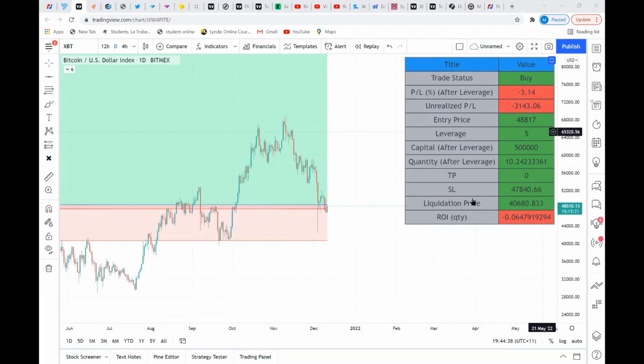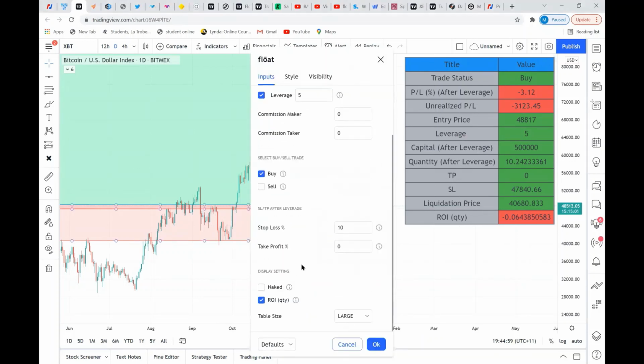Now let's say we use Float to potentially look at what a trade would look like without having entered it. That's one of the best ways to use Float, is to use it to mock trade or to run simulations on trades to see how these would have gone. I mean, this little trade that we entered a few minutes ago is minus $3,000. So let's say, no, we're not satisfied with that trade anymore.